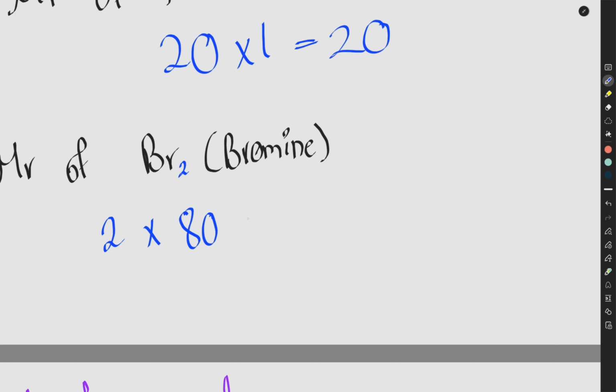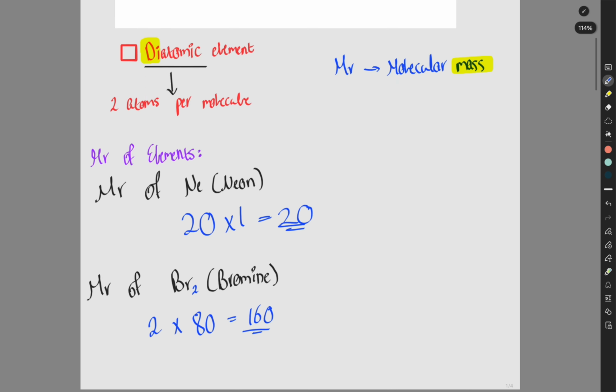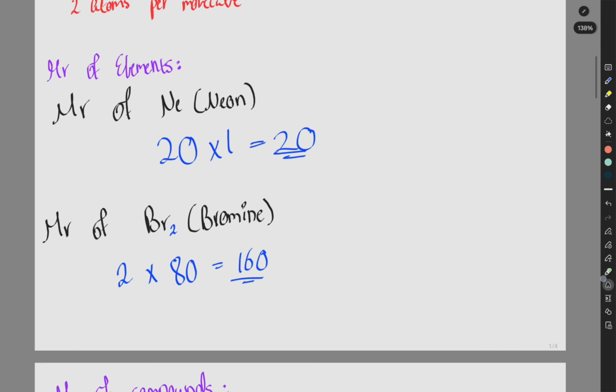So you say 2 multiply 80, and that's going to be 160, I think. But that's the MR, okay? That's for elements. If I move on to compounds, you'll see that in elements, I had the same type of element, the same type of atom, okay? Here, there were 2 atoms in the molecule of bromine, but both atoms were bromine atoms, right?